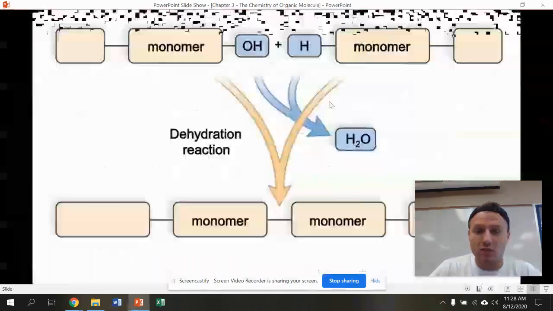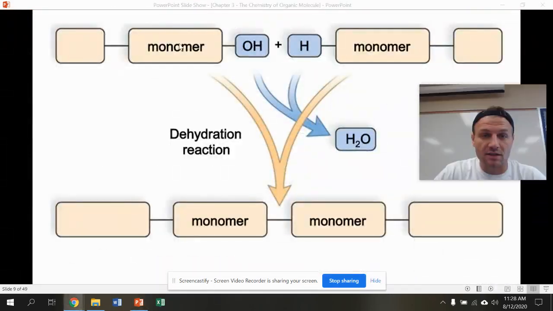Now, to show you what this reaction looks like, you can see here the two monomers and their hydroxyl and hydrogen groups. What's going to happen is there's going to be a reaction where these two come together and form water. And these two monomers are going to bond together and form this covalent bond. This here is a polymer because it's many monomers.